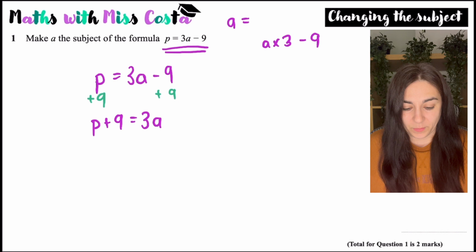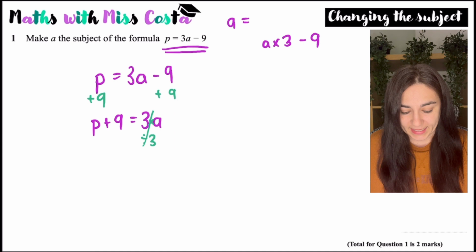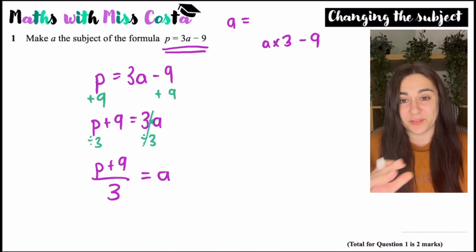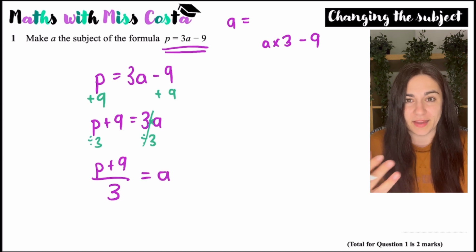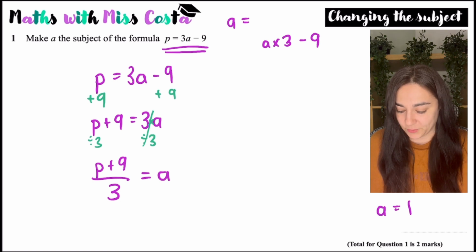And then what does 3A mean? It means that 3 is being multiplied by A. So I'm going to have to divide by 3, so that cancels out. And I then divide this side by 3 as well. So I'm left with P plus 9 over 3 equals A. When you're dividing more than one term by something, just write it as a fraction. So my final answer would be A equals P plus 9 over 3.